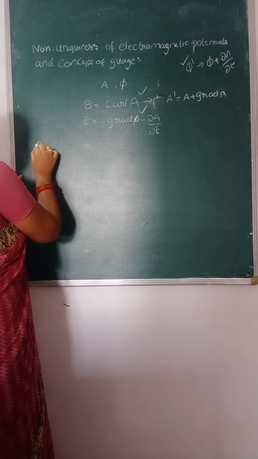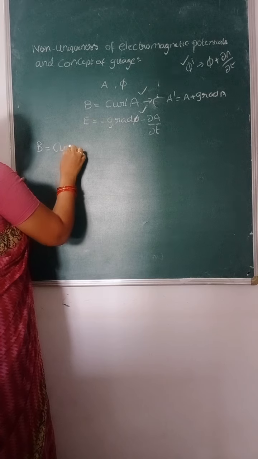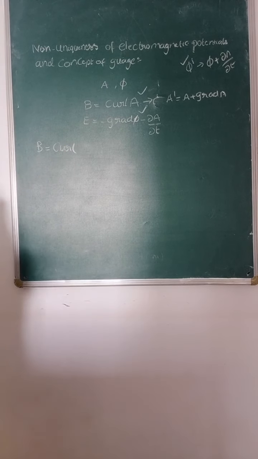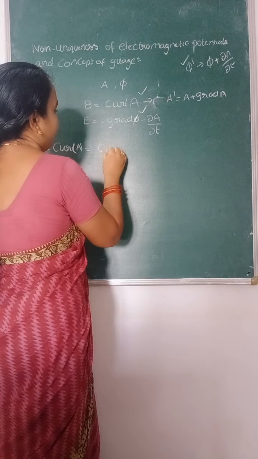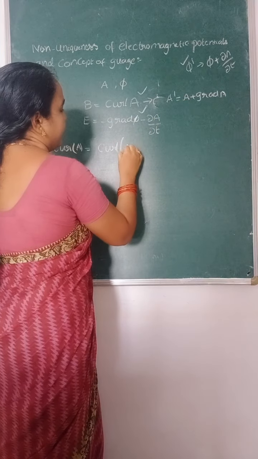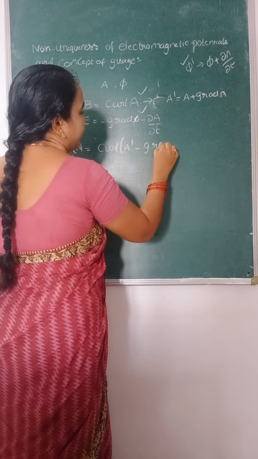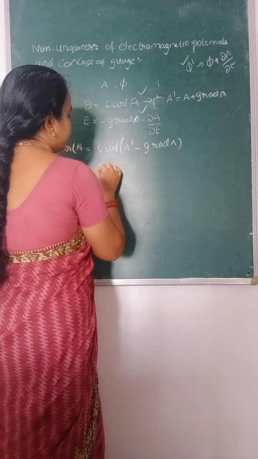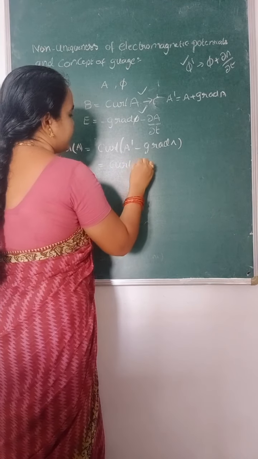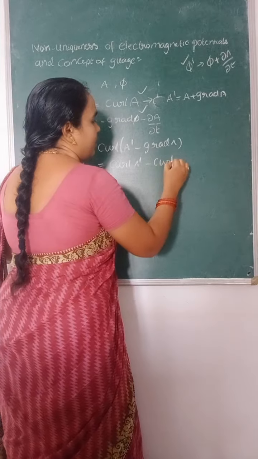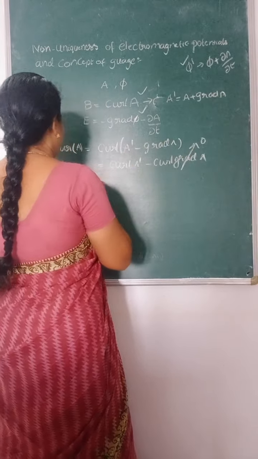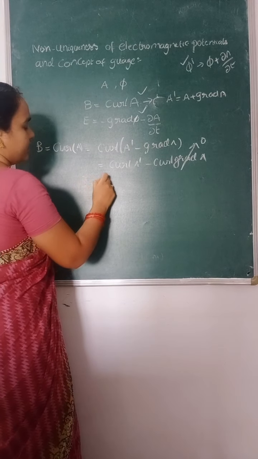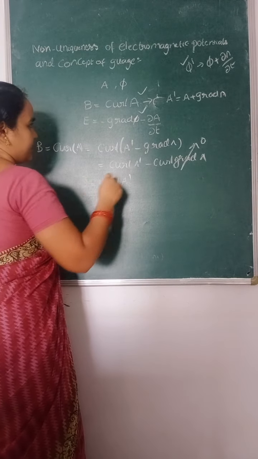Then B is equal to curl A, that is curl of, what is A here? A dash minus gradient of psi, that is curl of A dash minus curl of gradient of psi. This value becomes 0. So B is equal to curl A dash.